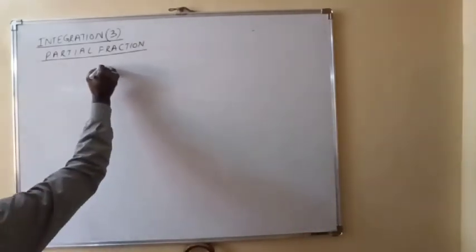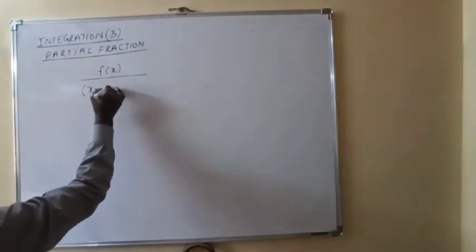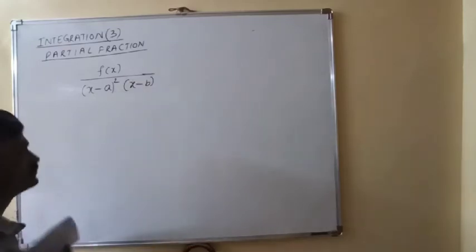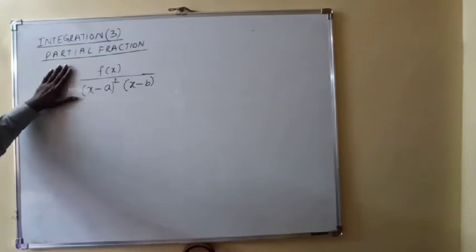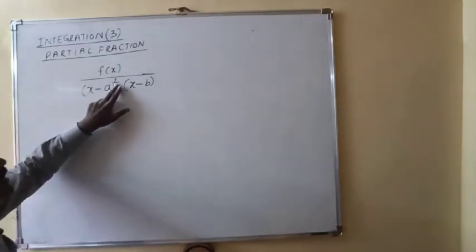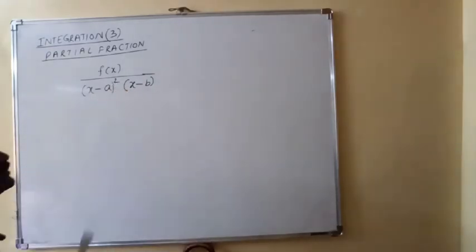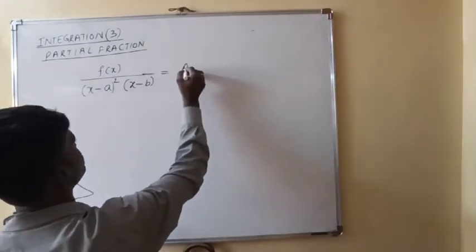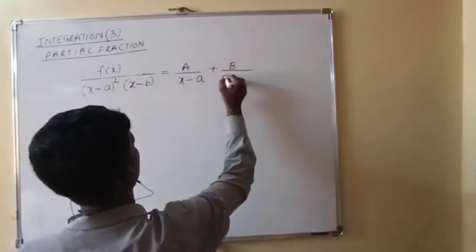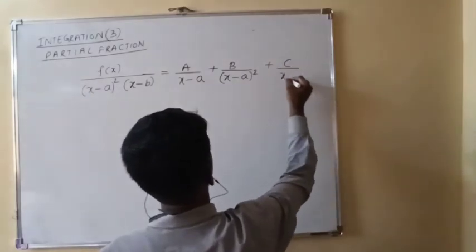Observe. Suppose the given problem is in the form of f of x by x minus a whole square into x minus b. Suppose it is a proper fraction. Then x minus a whole square means it is a repeated linear factor, repeated how many times? 2 times. And x minus b is a non-repeated linear factor. Then what are the partial fractions? Partial fractions are of the form a by x minus a plus b by x minus a whole square plus c by x minus b.